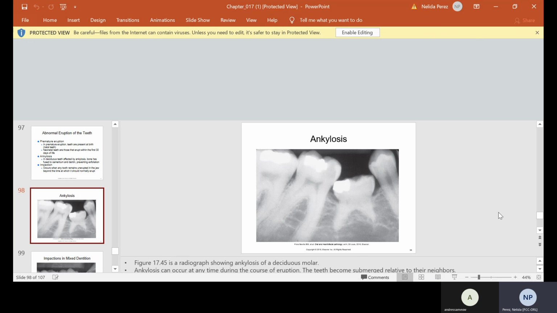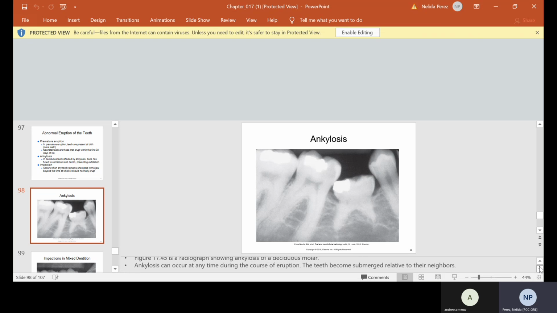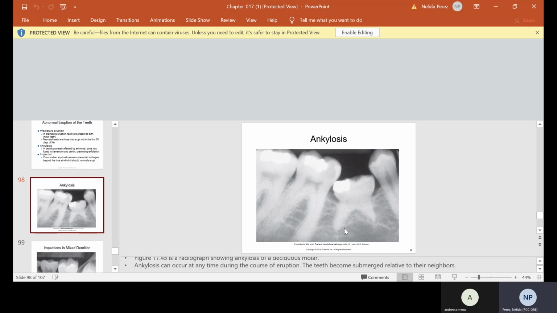Okay, so ankylosis can occur at any time during the course of eruption. The teeth become submerged relative to their neighbors. So what happens is because it's small, the permanent teeth override it. Now, again, if it has its roots there and it's still hooked in the jaw really well, more than likely the doctor will leave it there.